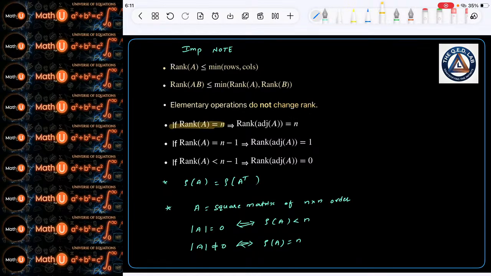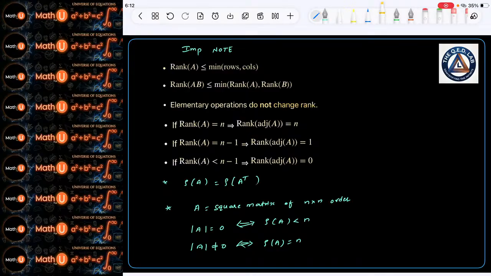If rank of A is equal to n, then rank of adjoint of A is equal to n. If rank of A is equal to n minus 1, then rank of adjoint of A is equal to 1. If rank of A is less than n minus 1, then rank of adjoint of A is equal to 0. And rank of A is equal to rank of A transpose.